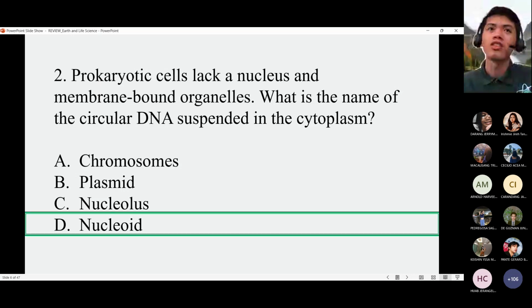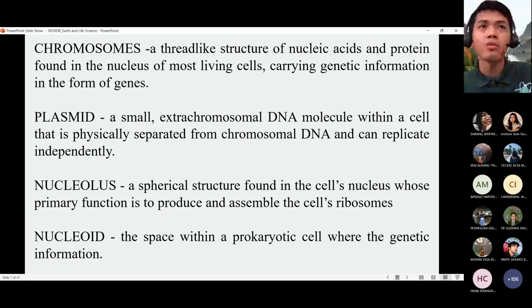That's nucleoid region. Remember that the circular DNA of a bacteria, a prokaryotic organism, has this nucleoid region. So let's discuss each choice here. Now, for the chromosomes, when we talk about chromosomes, it's a thread-like structure where the nucleic acids or the DNA, the genetic material or information of a living organism, is present.